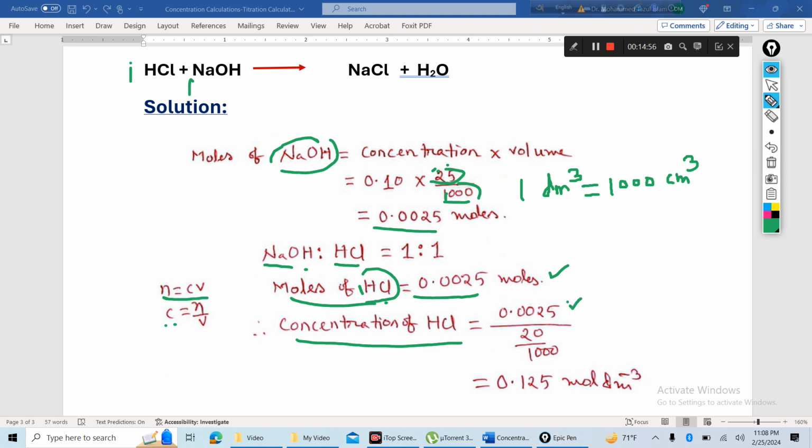Now the concentration of hydrochloric acid: n equals CV, so C equals n by V. So number of moles divided by volume. The hydrochloric acid volume is given as 20 cm³. It has been converted to dm³. So 0.125 mole per dm³ is the concentration of hydrochloric acid.